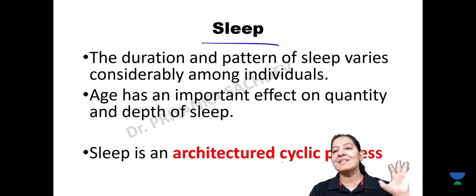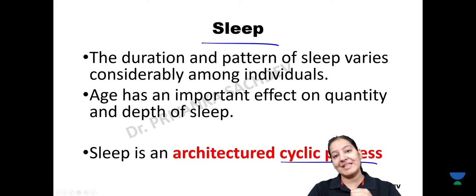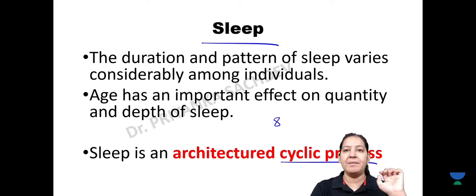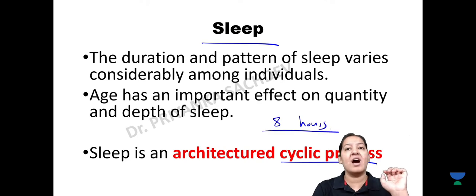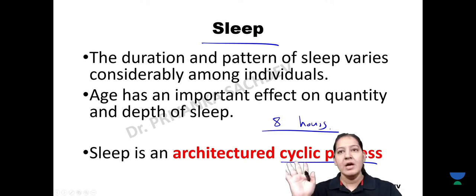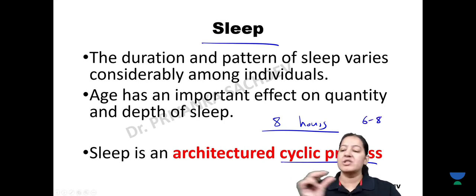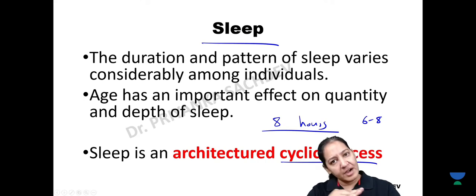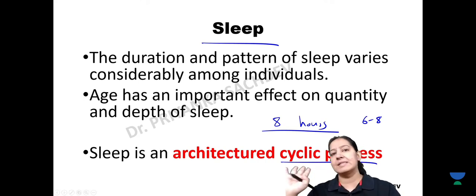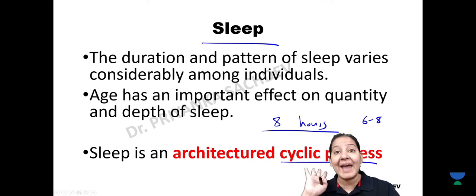So sleep is a cyclic process. Do you know that we all sleep daily, at least for 8 hours? The minimum good quality sleep is 6 to 8 hours continuous. My mother always says to sleep continuously for 6 to 8 hours. Don't sleep in installments, 2 hours, 2 hours, 1 hour. Don't do that. Take a continuous relaxing sleep for 8 hours in the night time. So that is a cyclic process, right?